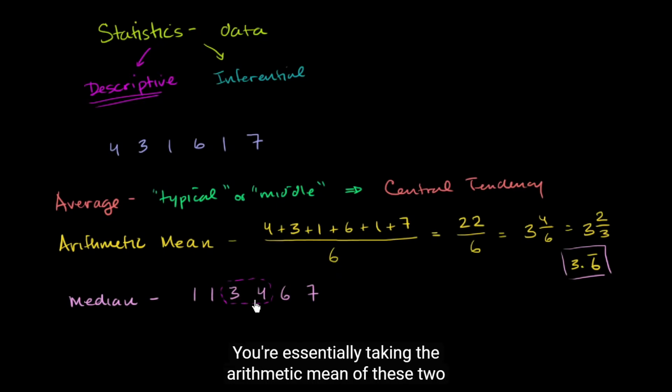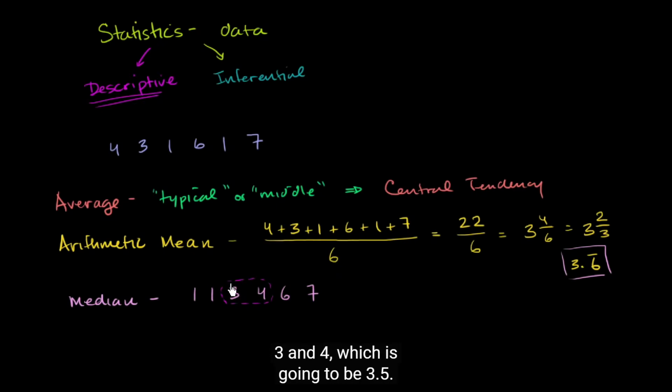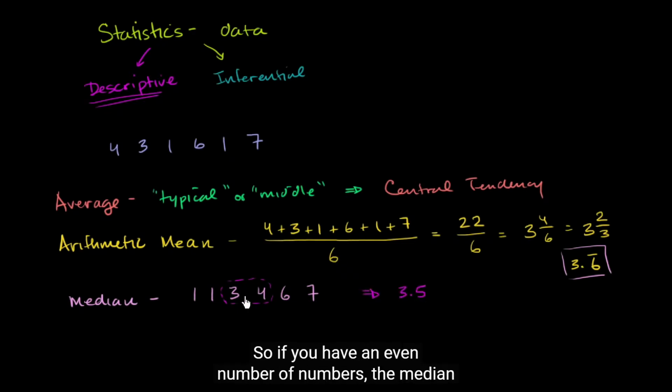You're essentially taking the arithmetic mean of these two numbers to find the median. So the median is going to be halfway between 3 and 4, which is going to be 3.5. So the median in this case is 3.5. So if you have an even number of numbers, the median are the middle two.